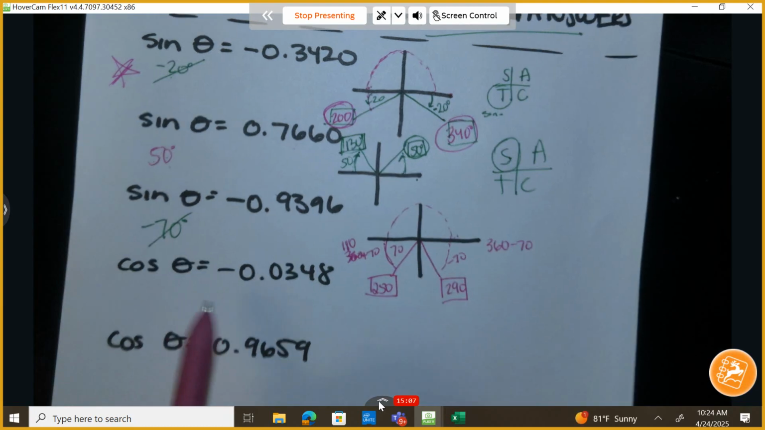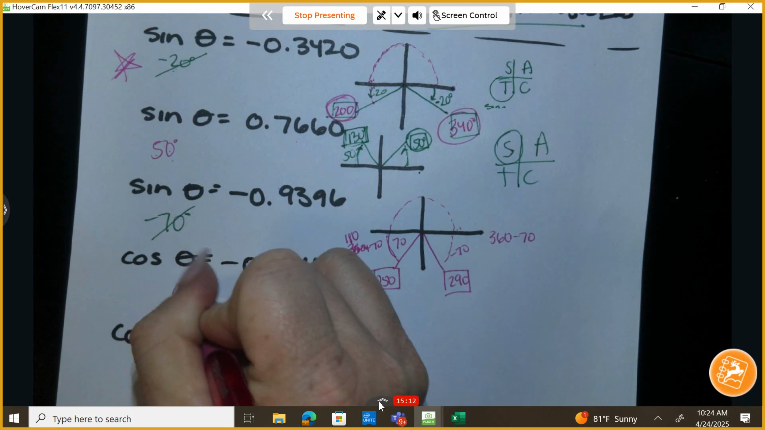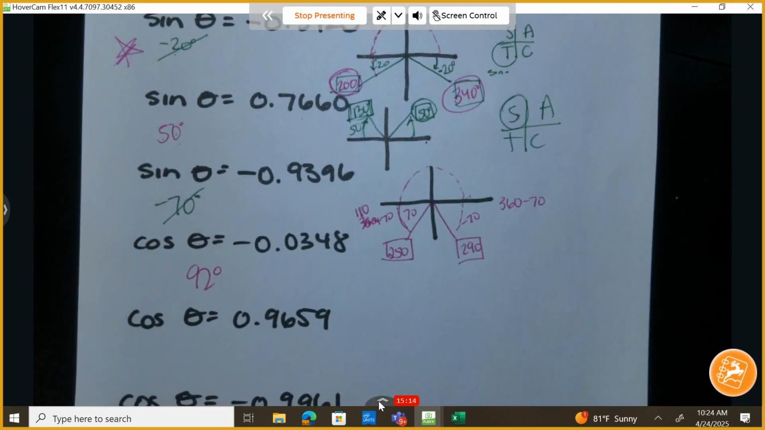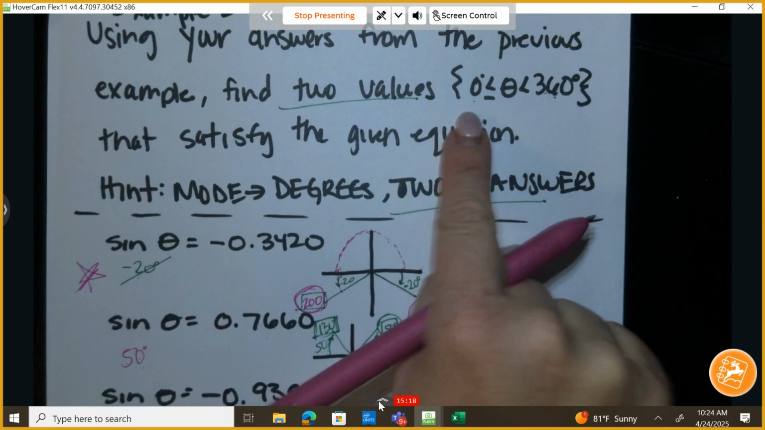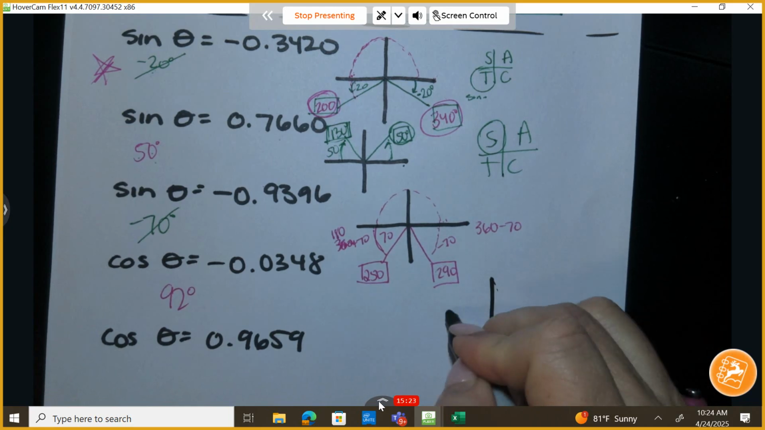Okay, you ready? Go back to the front side. What do we have here? 92. Kevin, explain. Do I cross out 92? Yes or no? No. Why? It's positive. It's between 0 and 360. Nice job. Okay, everybody make yourself a little graph.